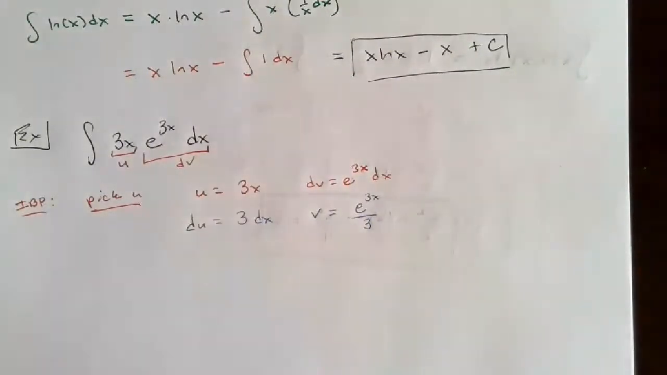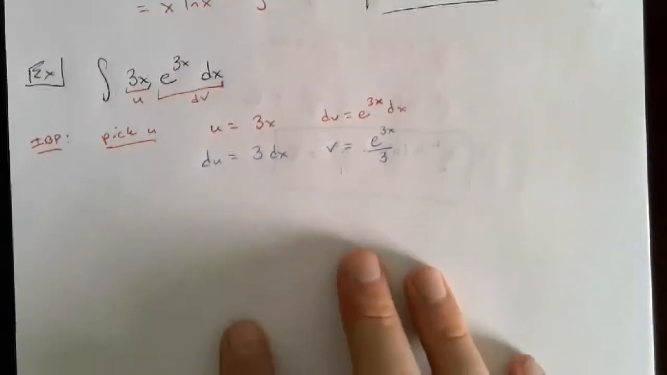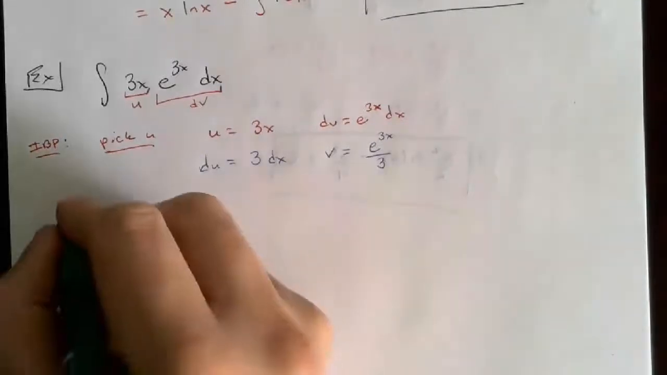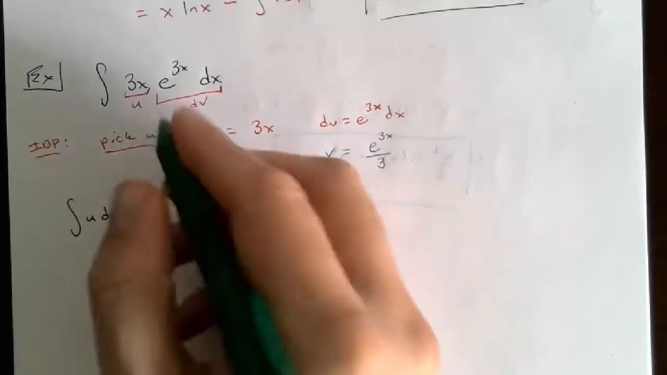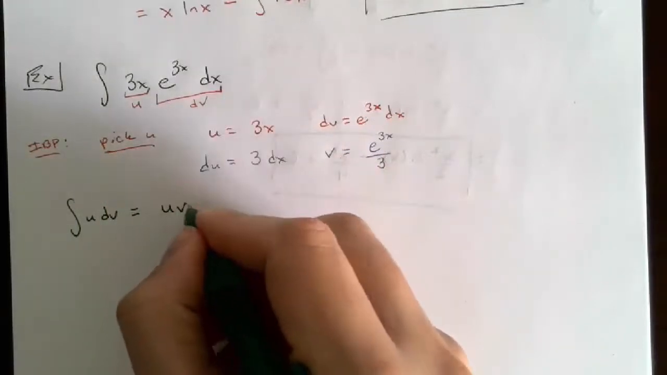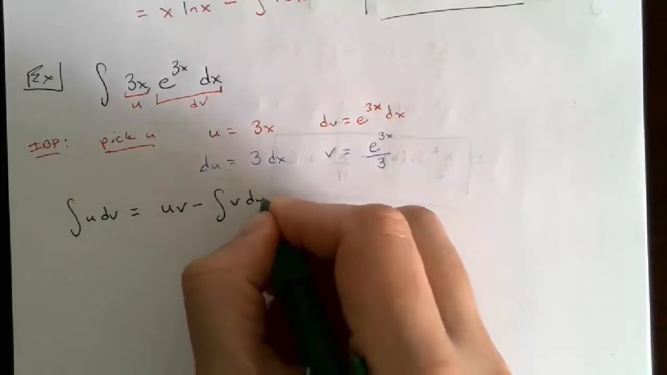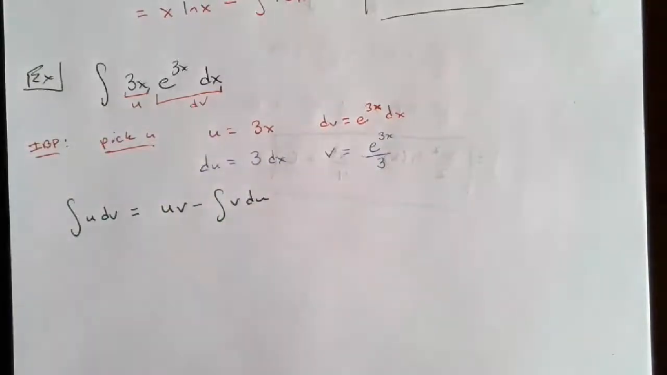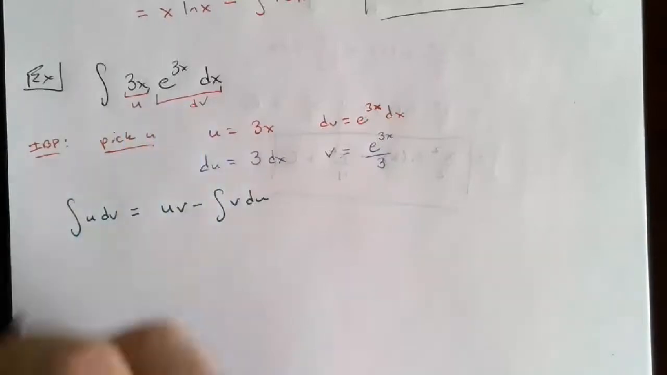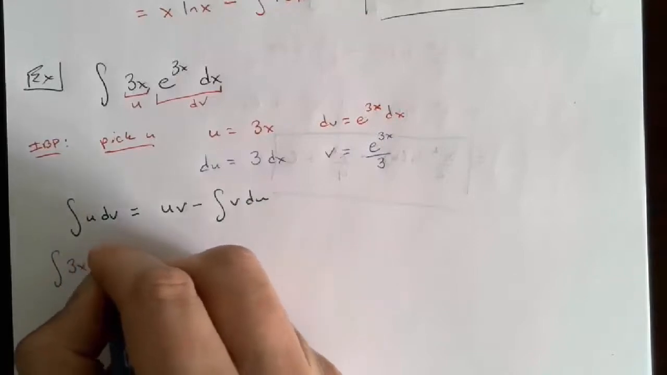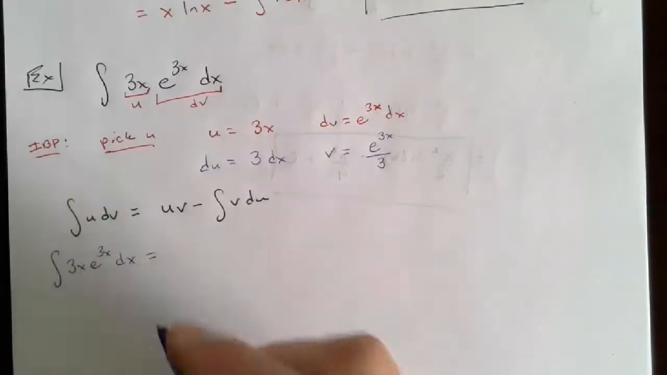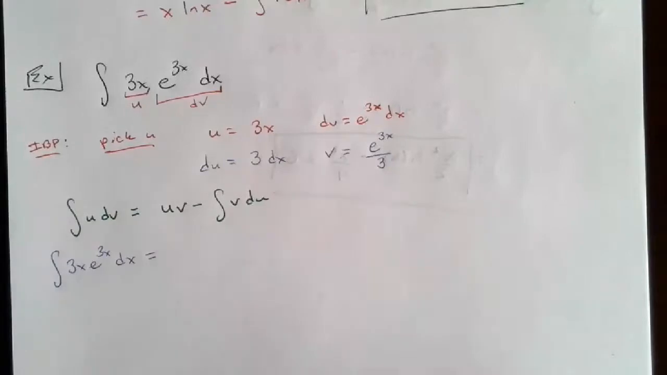And now we're ready to use our integration by parts formula. Remember what the formula was. The formula was the integral of u dv, which is what we call the original one, is equal to uv minus the integral of v du. So on the left side, remember, I'm not doing anything, I'm just rewriting the original problem just so you understand that's what it is. So the integral of 3x e to the 3x dx is equal to, and then we're going to follow through and find out what the antiderivative is.